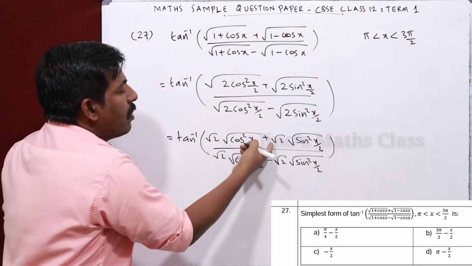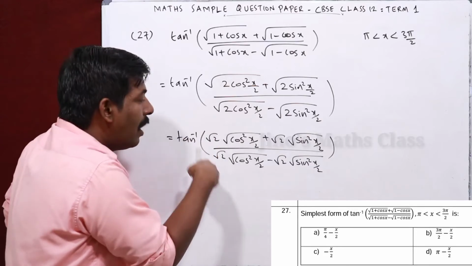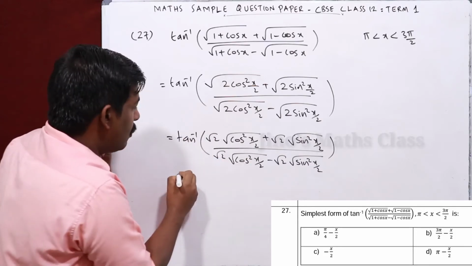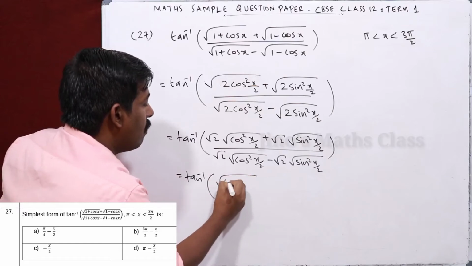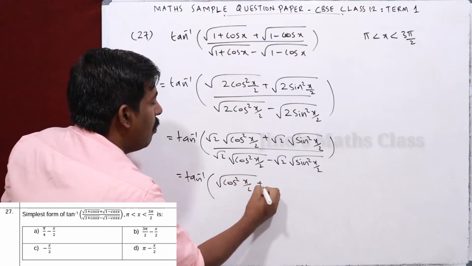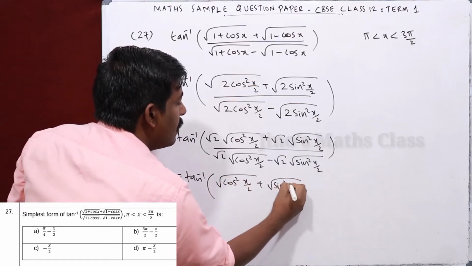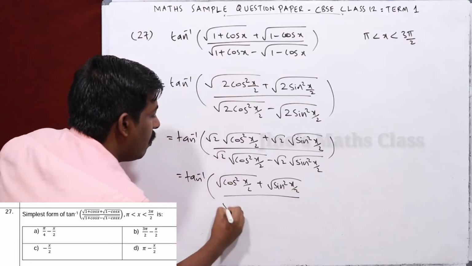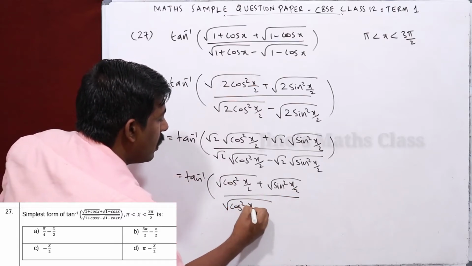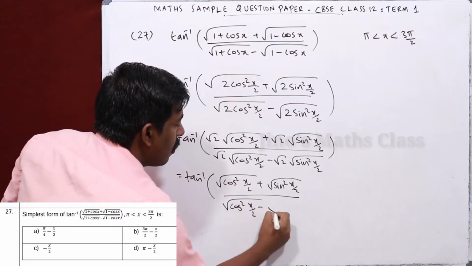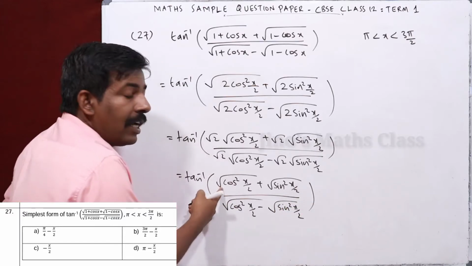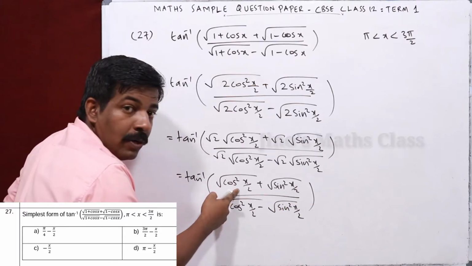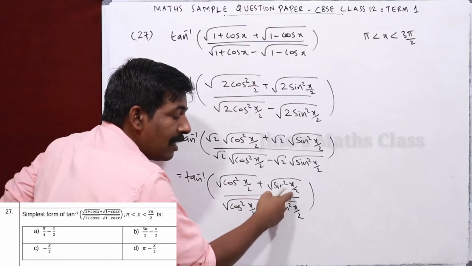Now we can take square root 2 as a common factor from numerator and the denominator, and we can cancel. So that's why directly I am writing it as tan inverse of square root of cos square x by 2 plus square root of sin square x by 2 divided by square root of cos square x by 2 minus the square root of sin square x by 2. And here we cannot directly write it as cos x by 2. Here we cannot directly write it as sin x by 2.